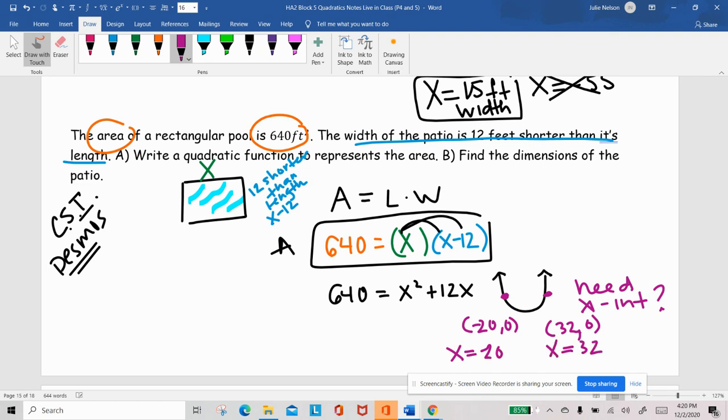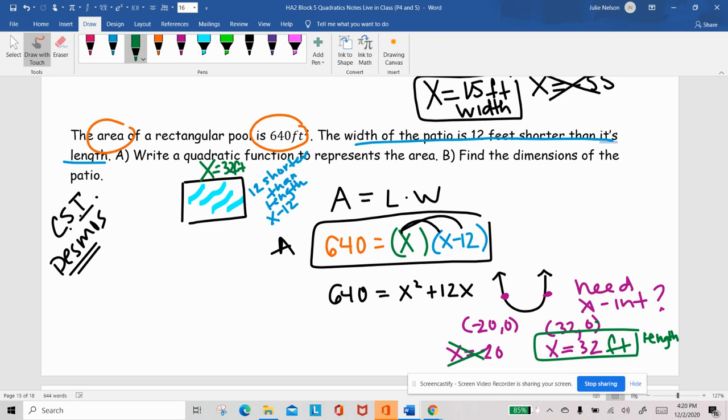Well, x refers to the length. Can you have a negative 20 length? The answer to that is no. So x has to be positive 32. Positive 32 what? It represents 32 feet. So my length is 32 feet.